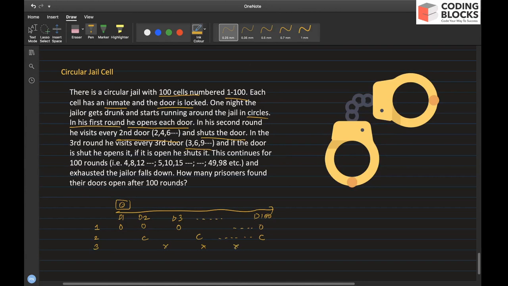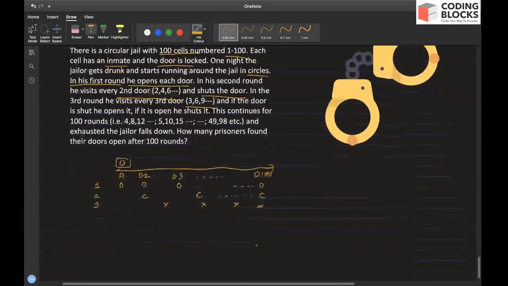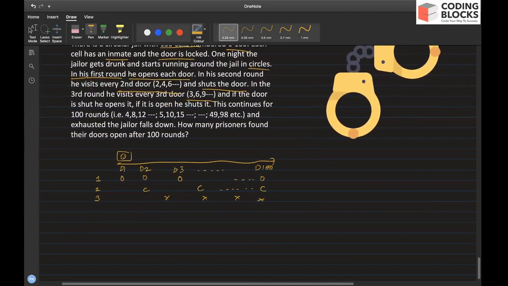In the third round he visits the doors which are multiples of 3, and it flips their state, which means if the door was open he is going to close it. If the door was closed, he will make it open. And this goes for 100 such rounds. He does the same work for 100 rounds, and each round he flips the state of the door. If the door was open, he's going to close it. If the door was closed, he's going to open it. Your task is to find out how many doors are open after the 100 rounds. This is what you need to compute.